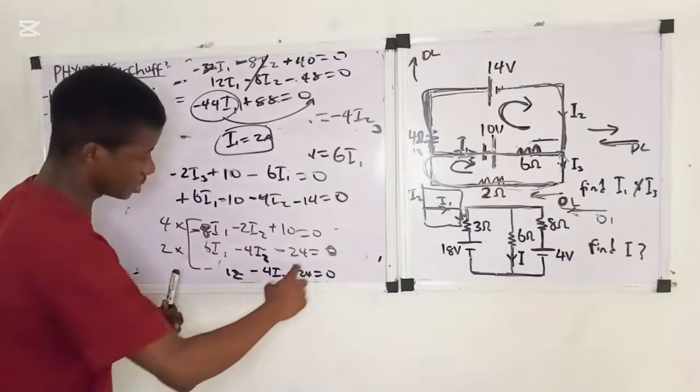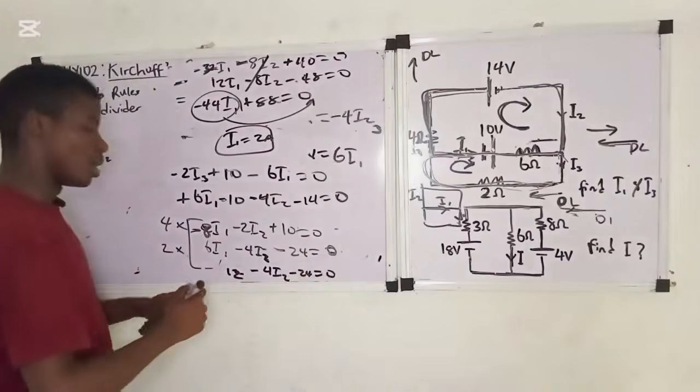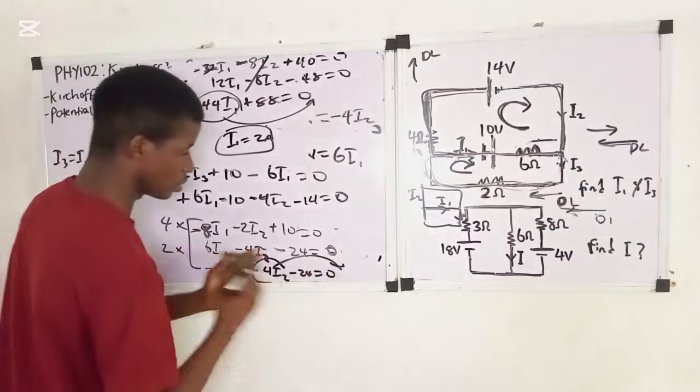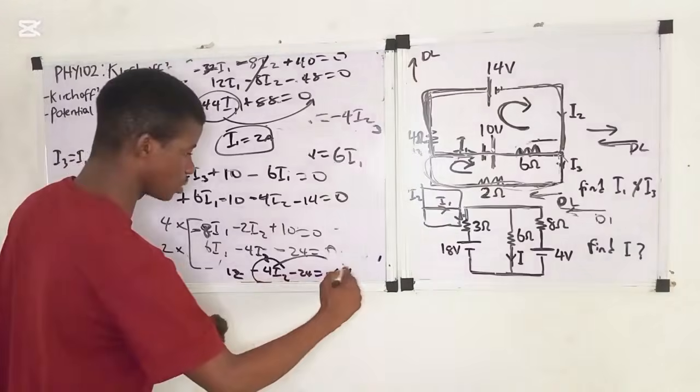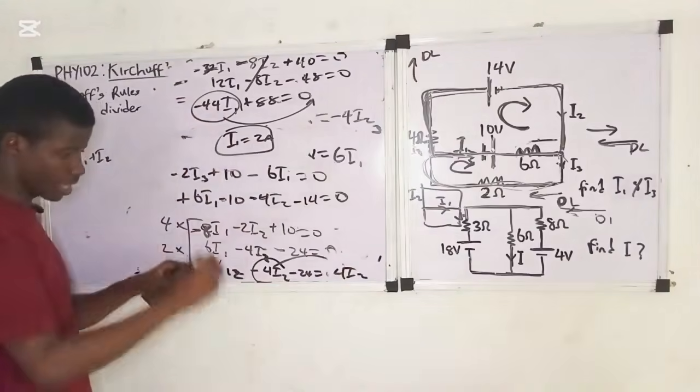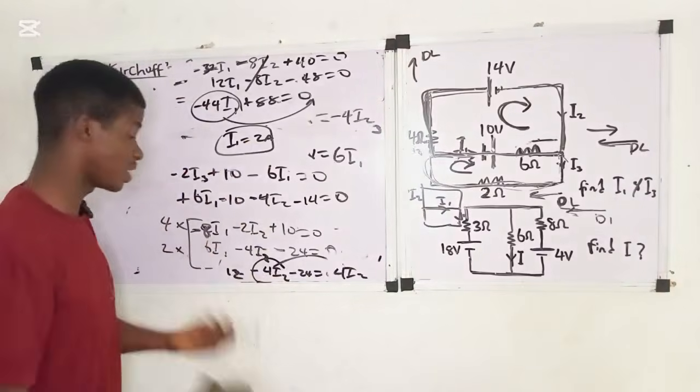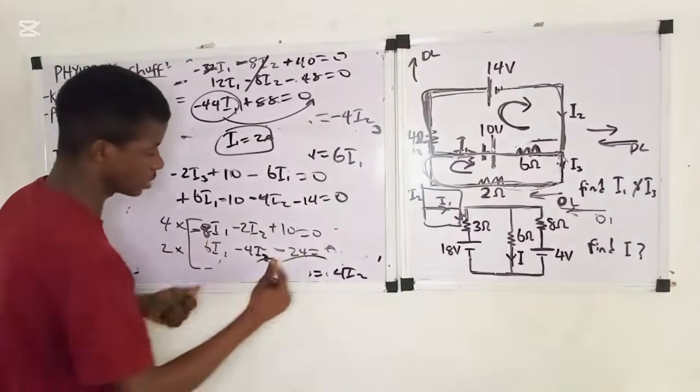Okay. Yeah, that is it. All right, so let's take this on this side. If we take it to this side, it turns plus 4I2, right? Meanwhile, 12 minus 24 will give us minus 12, right? Yes, minus 12.